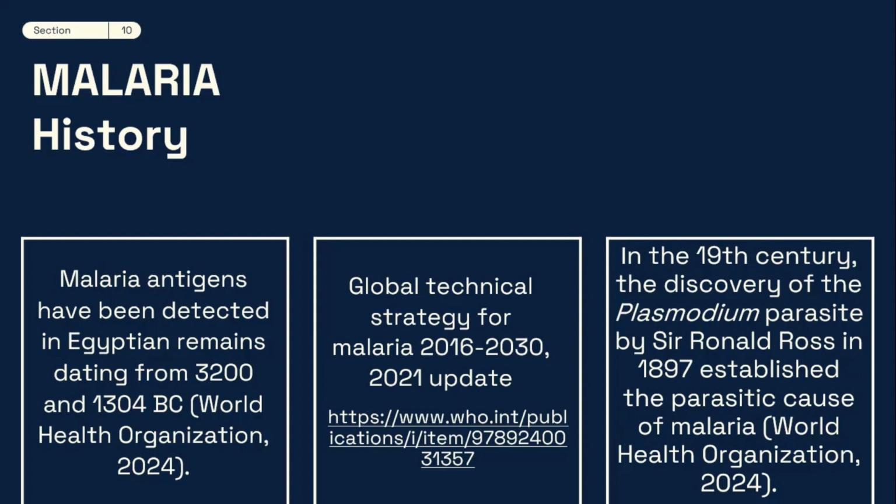In the center of the slide, you can see that I mentioned the Global Technical Strategy for Malaria 2016 to 2030. This was adopted by the World Health Assembly in May of 2015. It provides a comprehensive framework to guide countries in their efforts to accelerate progress towards malaria elimination. The strategy sets the target of reducing global malaria incidence and mortality rates by at least 90% by 2030. A link to the document can be found in the slide. It's like 300 pages long, so we weren't going to open that.